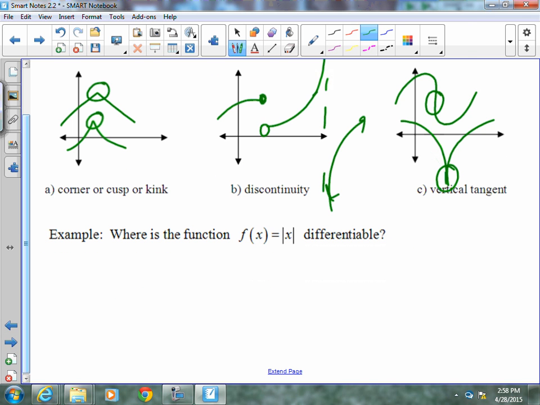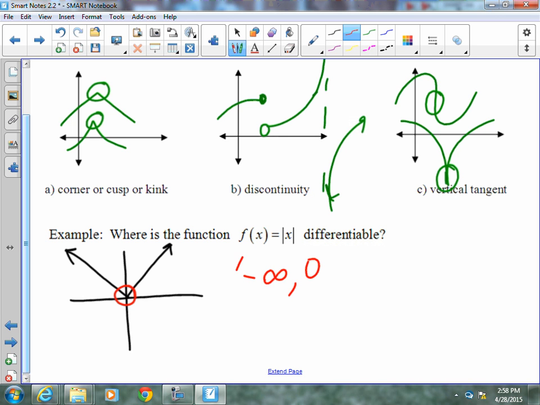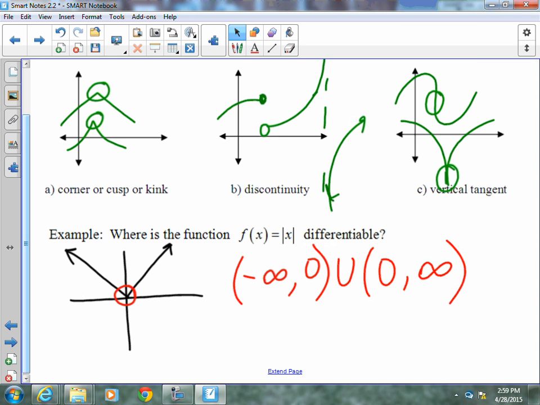Where is the function f of x equals the absolute value of x differentiable? Well, we know it looks like this. So that means that it's differentiable everywhere except here. So it would be differentiable from negative infinity to 0, not including 0 because it's not differentiable at 0, but it is just before, and 0 to infinity would be where that function is differentiable.